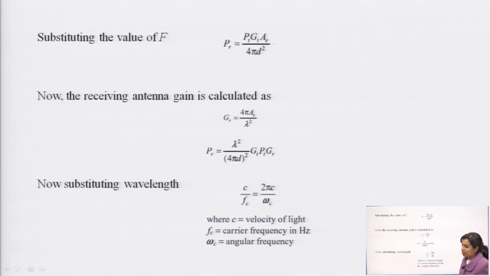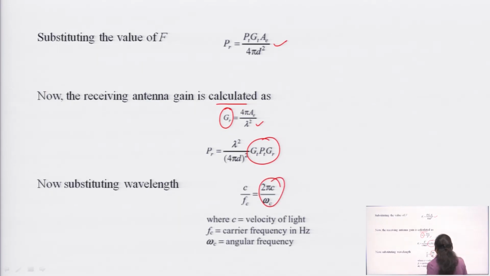Now, we have to put the value of A e here. So, P r will be equal to P t G t A e upon 4 pi d square. Now, for the receiving antenna gain, G r is 4 pi A e upon lambda square. Then P r will be equal to lambda square upon 4 pi d square into G t P t into G r. So, this is how you have to calculate the value, and lambda will be equal to c by f, if you know the frequency. So, it can be replaced by this formula also.